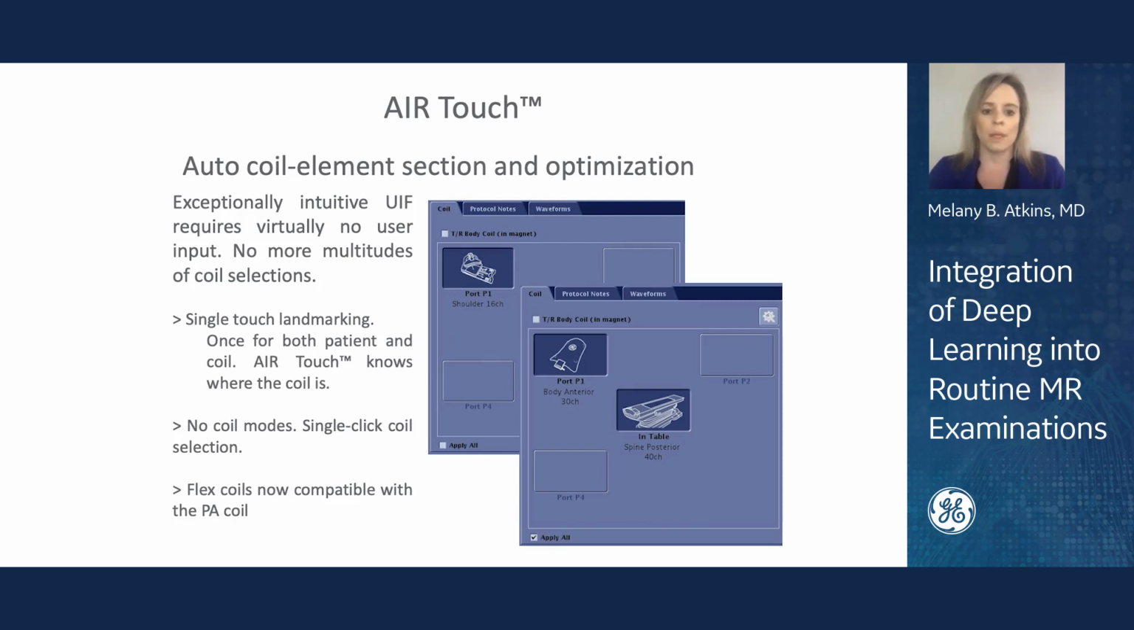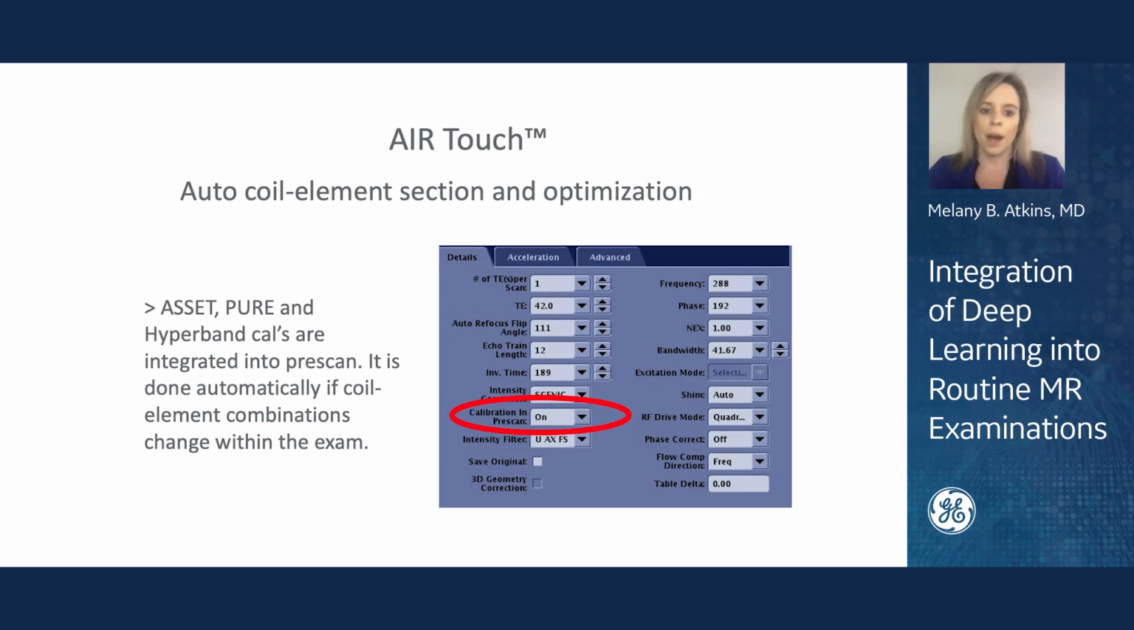And here's an example of that, really single touch landmarking. There's no complex coil modes that you have to choose. It's really just a single click coil selection. And the user interface really requires limited user input. In addition, the auto coil element selection also optimizes choices as well for things, for example, here we have our parallel imaging. The calibrations for parallel imaging options are automatically integrated into the pre-scan. And if patient coil element combinations were to change throughout the exam, this would be automatically integrated.